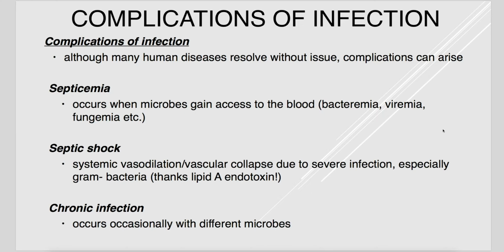Chronic infection, this occurs in some pathogens, so things like hepatitis C virus causes chronic infection. Tuberculosis causes a chronic infection. There's a number of examples. So these are all complications of infection. But again, in a normal, healthy person, we are able to fight off most pathogens.